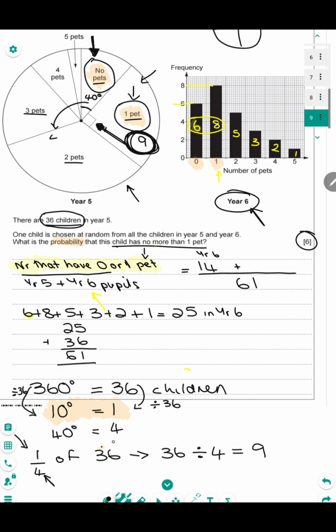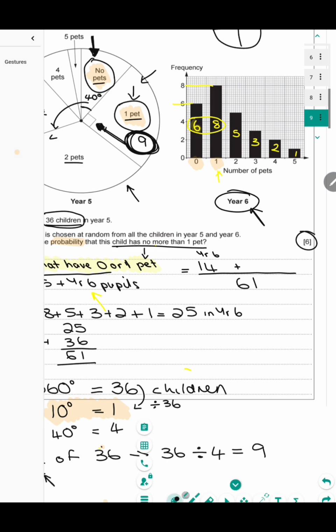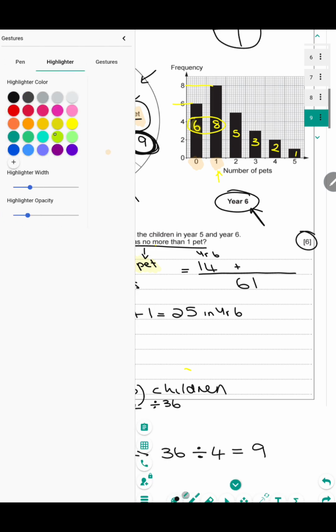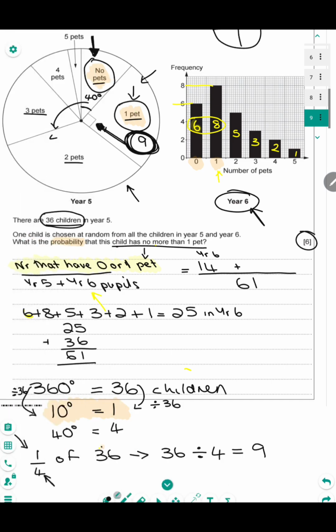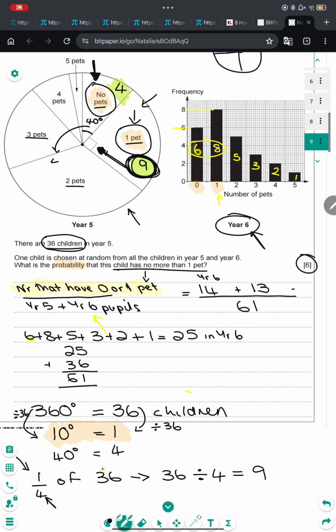Okay. So all together, and let me change the colour because I'm aware there's a lot of stuff on this screen. I want to make sure it's clear enough for you. There we go. So how many are there all together? There are 9 in that group. There are 4 in this group. So there are altogether 4 plus 9, 13 in year 5 that have either no pets or one pet. So 14 plus 13 is 27, so it's 27 over 61. And that is your answer.